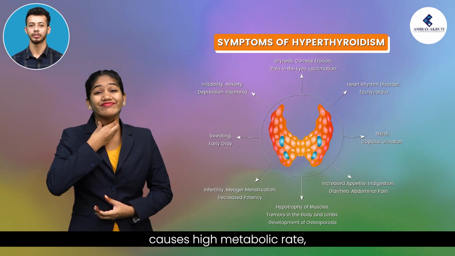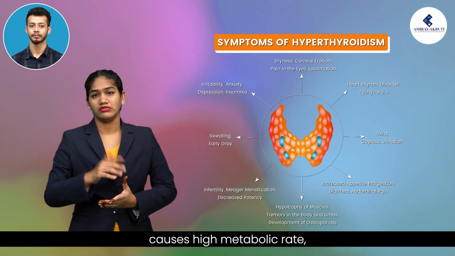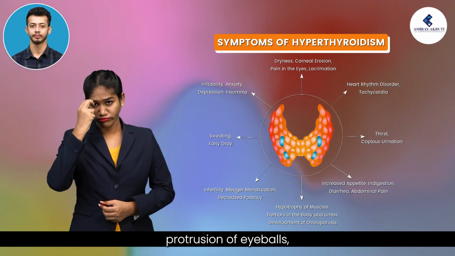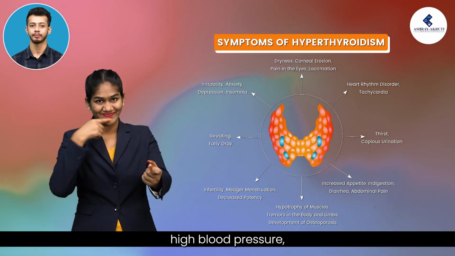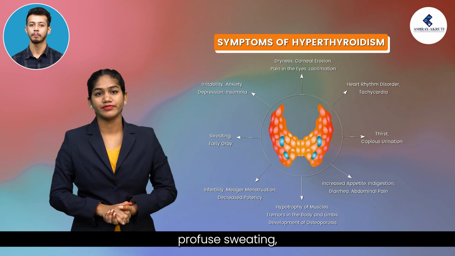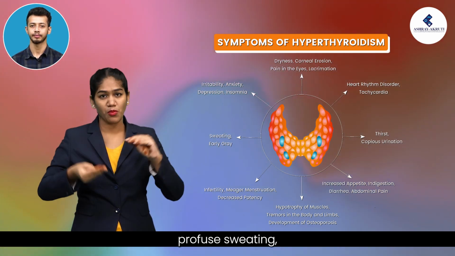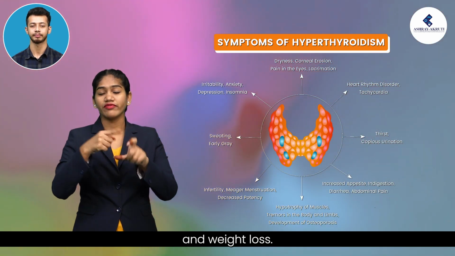Hyperthyroidism causes high metabolic rate, protrusion of eyeballs, high blood pressure, profuse sweating, fatigue, and weight loss.